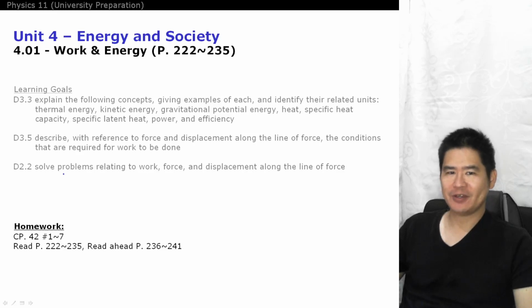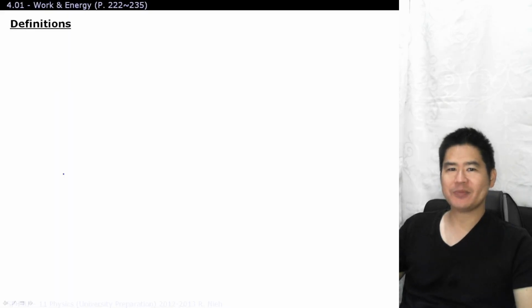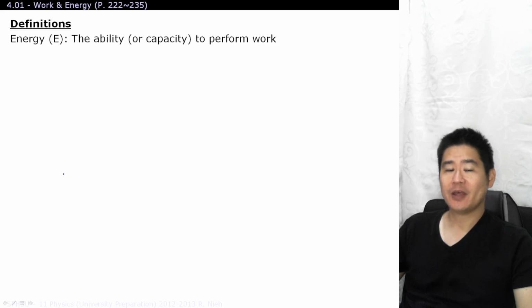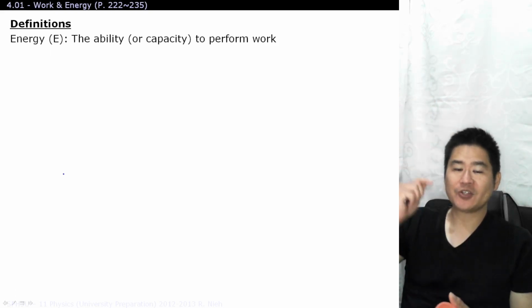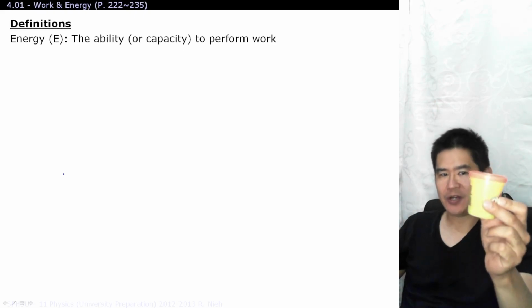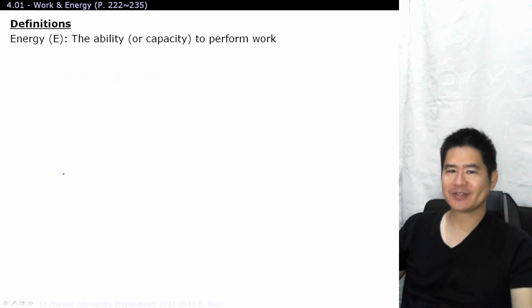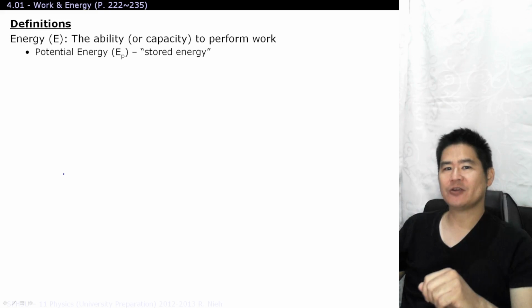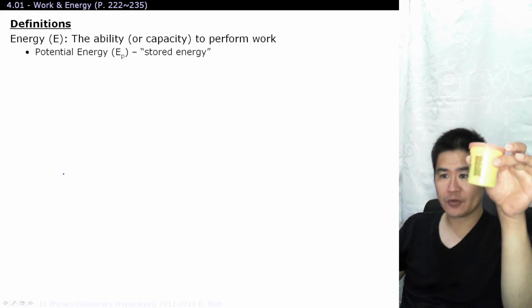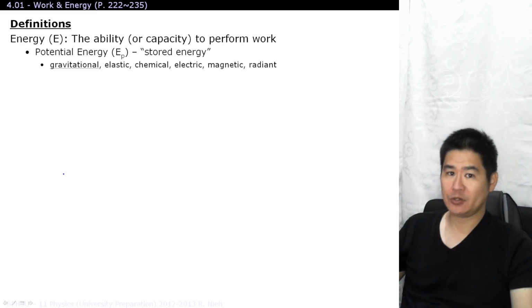What is energy? By definition, energy is the ability to perform work. There are two different types of energy: energy that's stored and energy that's in motion. As for energy that's stored, it's known as potential energy. More specifically, in this case over here, gravitational potential energy.